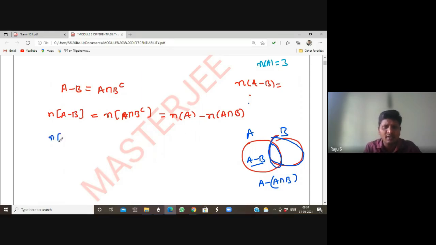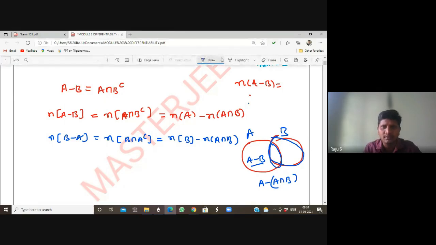In the same way, yesterday also clearly I have written this formula, right? Like B minus A can be written as B intersection A complement. So B should not have complement. So n of B minus n of A intersection B. These are the formulas. We should remember these two formulas.